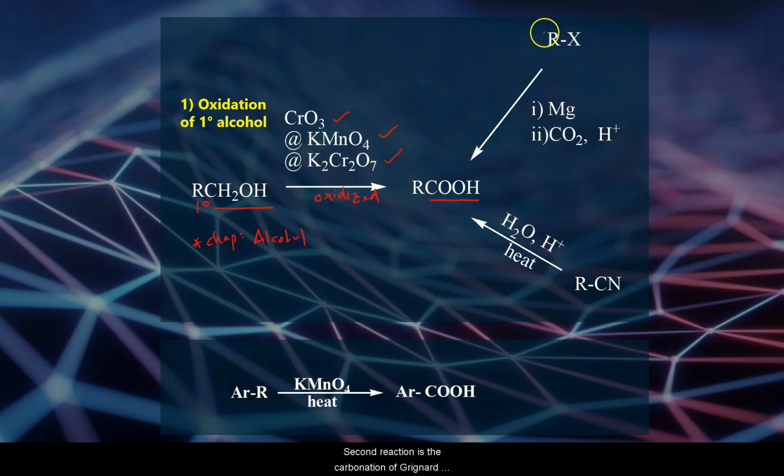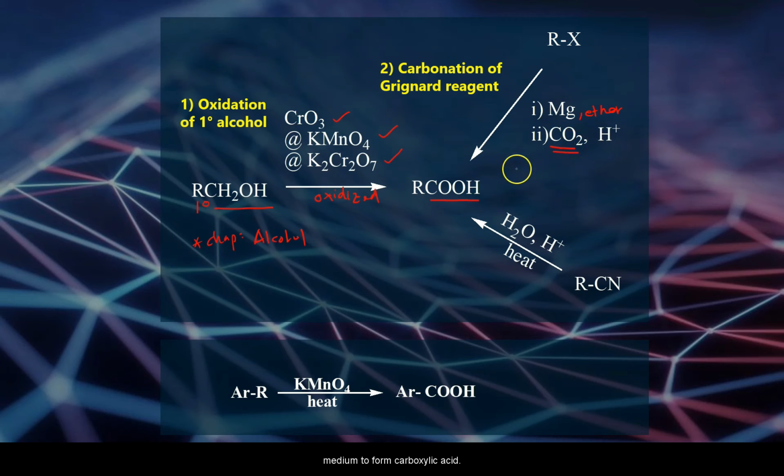Second reaction is the carbonation of Grignard reagent. It starts with haloalkane reacting with magnesium in the presence of ether to form Grignard reagent. Then, the Grignard reagent goes through the carbonation reaction when it reacts with carbon dioxide in the acidic medium to form carboxylic acid. This reaction also you can revise in the chapter haloalkane.